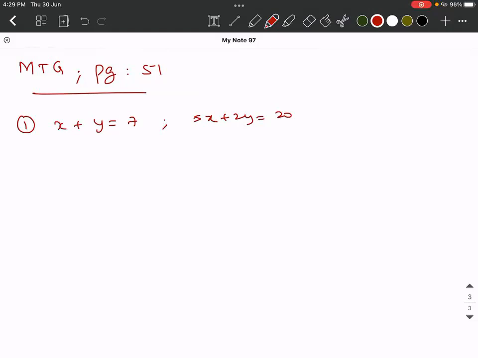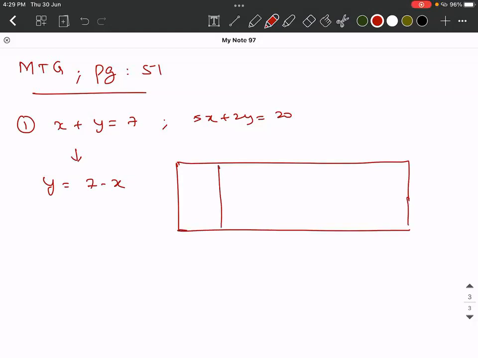Right. First thing, what are we supposed to do? Whenever you want to draw a graph, you need to know the expression for the dependent variable in terms of the independent variable. So for the first equation, I should write it as y is equal to 7 minus x. So if I put a table like this, x and y: if x is equal to 0, y is 7, x is equal to 1, y is 6, x is equal to 2, y is 5.